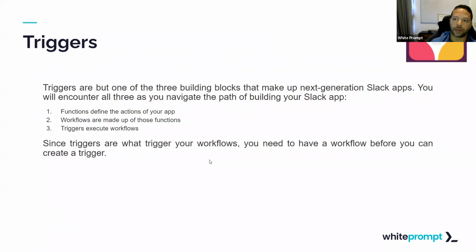I'm going to talk about triggers first. Like I said, they're one of the building blocks for your next generation Slack apps. Since triggers are what trigger your workflows, you need to have a workflow before you can create a trigger. I know it sounds a little bit convoluted, but the way it's activated is you first activate the trigger. The flow is associated with functions. These can be custom or native to the Slackbot environment. And then it just runs and does what it needs to do.